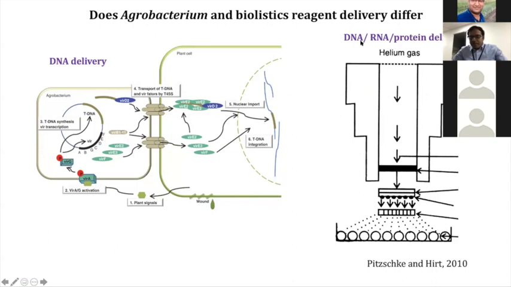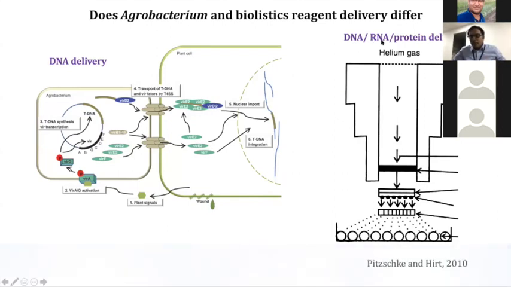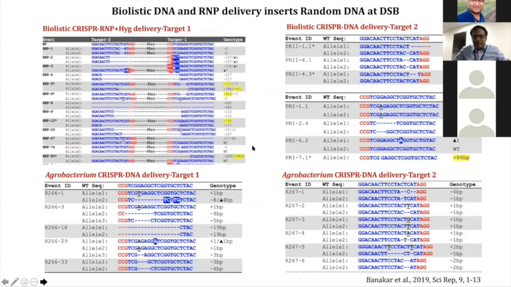For DNA delivery, we had a construct with a selectable marker in it. For protein delivery, we had Cas9 as a protein and guide RNA as an RNA oligo, but we delivered a selectable marker plasmid so that we can select for cells that have the selectable marker plasmid in it. And then we look for editing events in those hygromycin tolerant cells. So we found an interesting aspect.